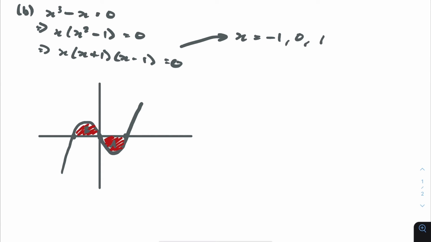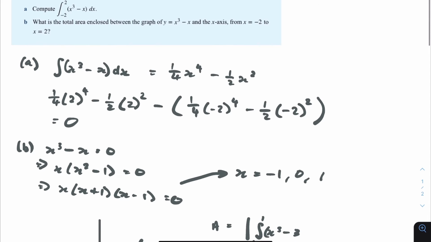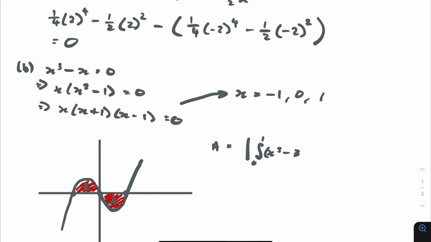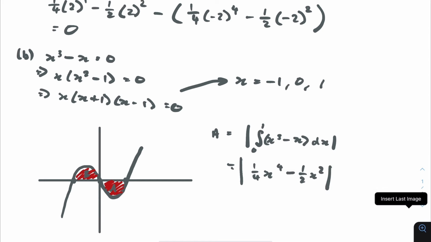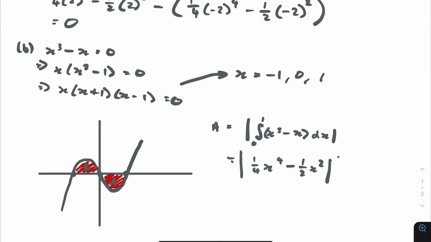So the area of A is going to be the absolute value, because it's under the x-axis, of the integral from x equals 0 to 1 of the function, x cubed minus, not 3x, sorry, x cubed minus x dx, which is equal to, well, we can write this bound out as like that.